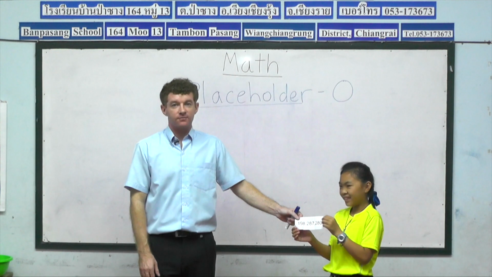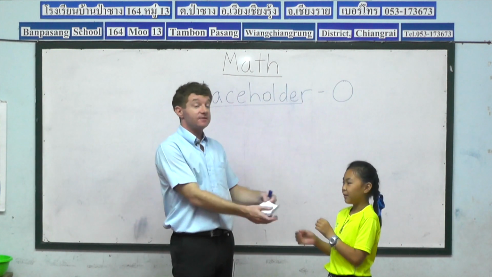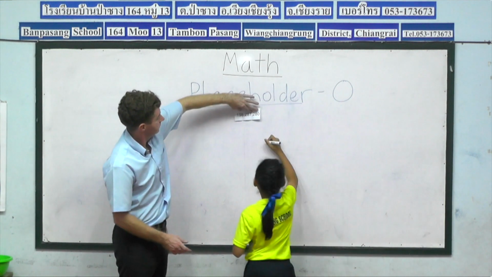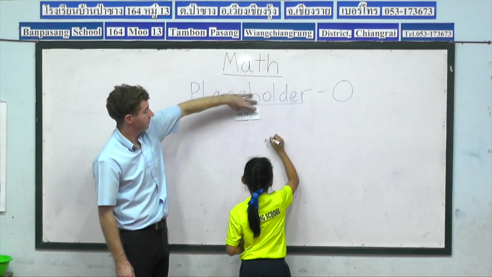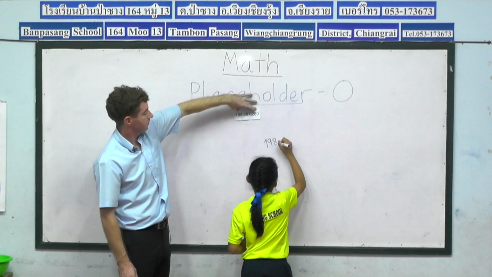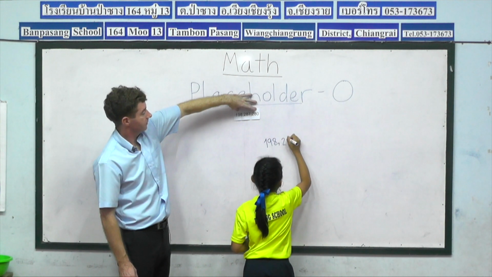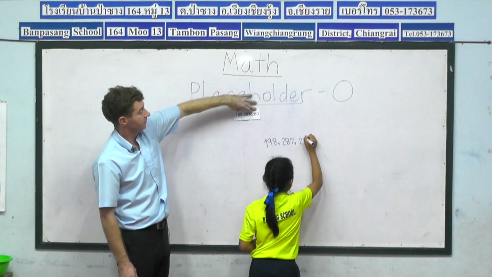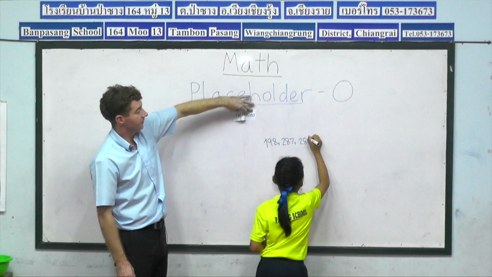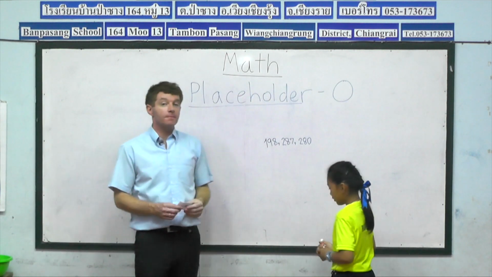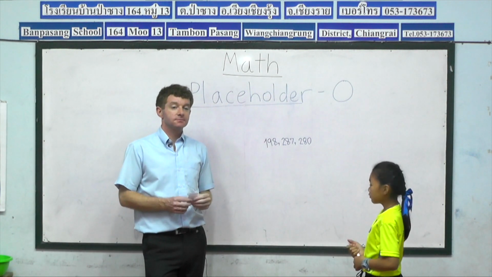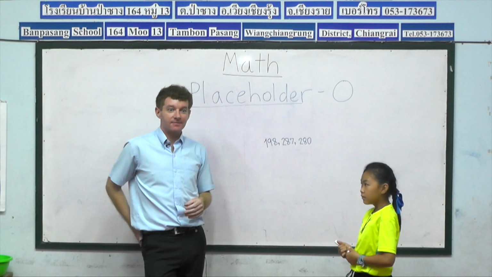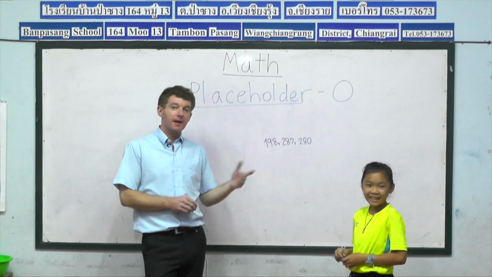197,280. Excellent. So first thing to do, we're going to ask Nadia to write our number on the board. 198,287,280. Perfect. What do we notice about this number, guys? Where is the 0? It's with the ones. Yes. So we start at the bottom and then we count up.